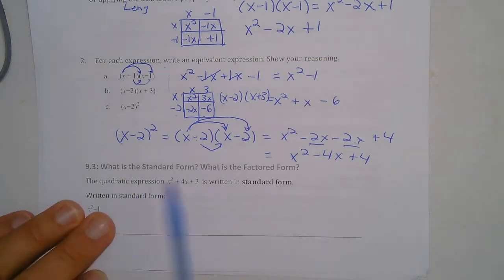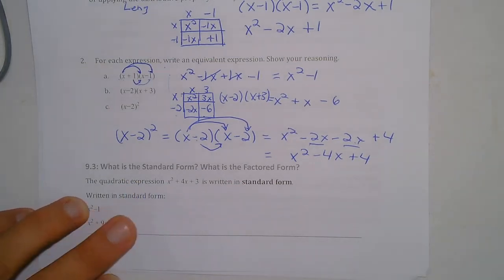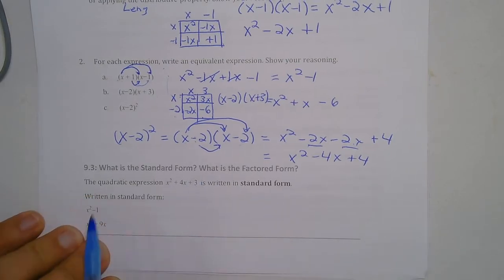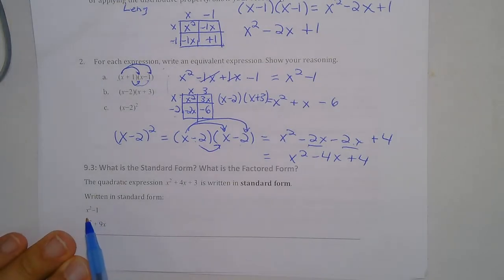So now we're going to talk about what is standard form and what is factored form. So we have x squared plus 4x plus 3. It's written in standard form. So here are some other examples of standard form. We have x squared minus 1. We have x squared plus 9x.